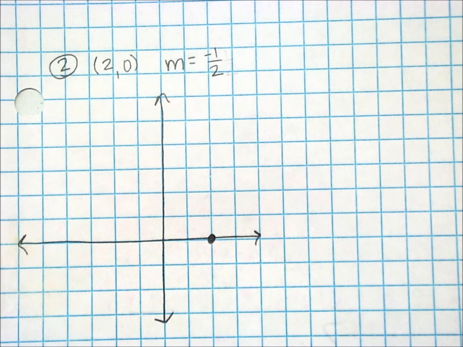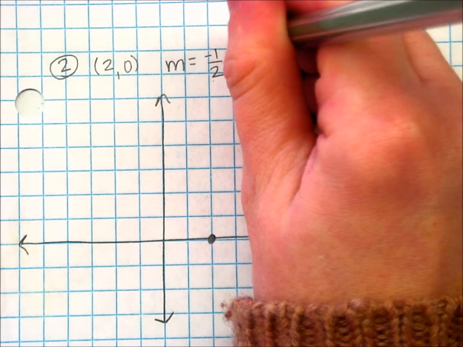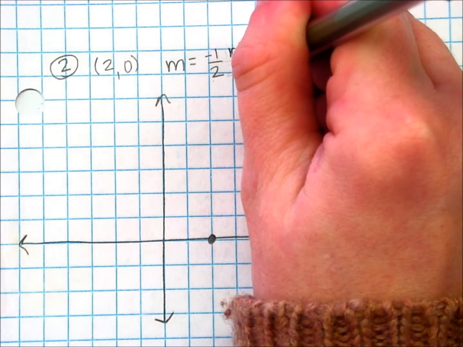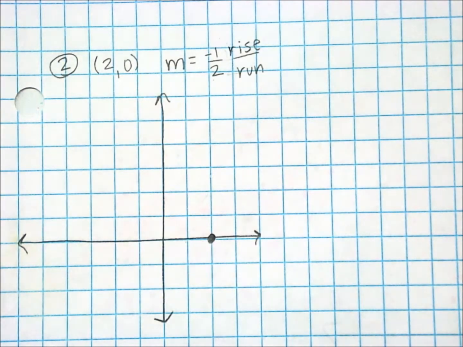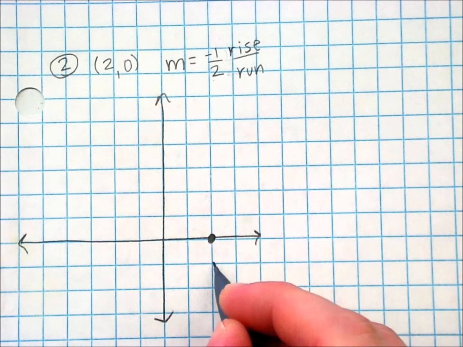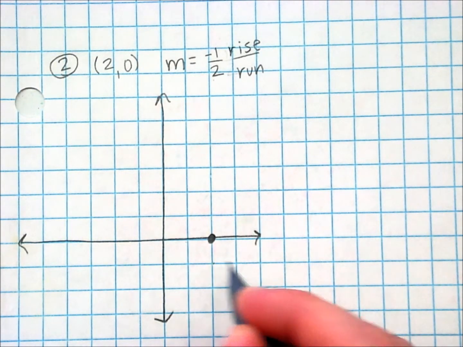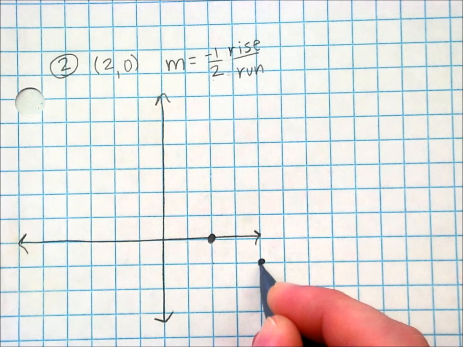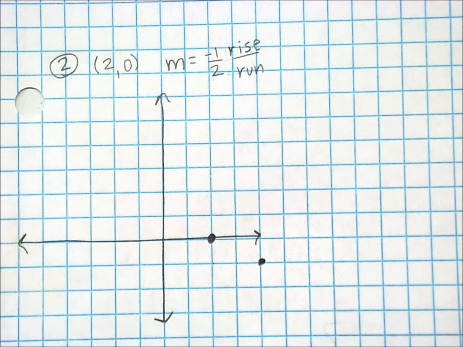The slope is -1/2. Remember that slope, let's write this in, is rise over run. Slope is rise over run. So my rise is -1. Since the rise is negative, you actually go down 1 unit. So I go down 1 unit. The run is 2, so I go to the right 2 units. So there's 1 point.